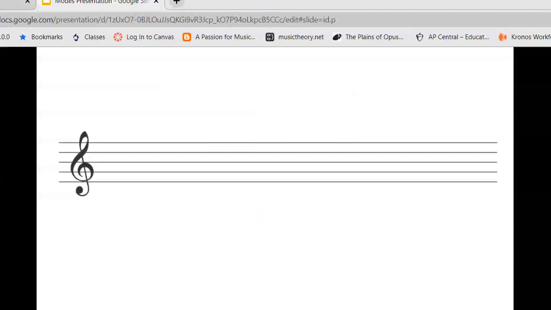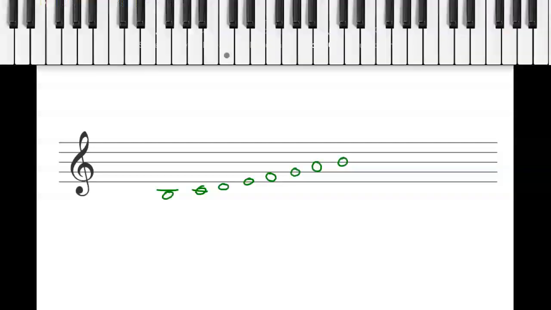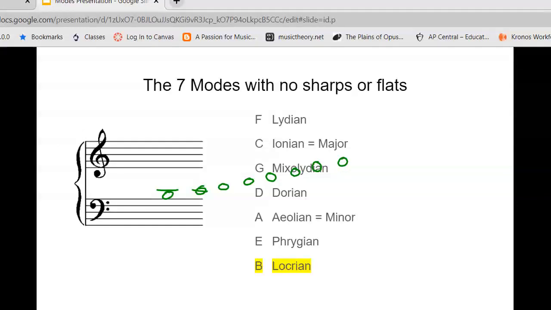And if I were to build a scale or center a key on B with no sharps and flats, I would come up with what we call a Locrian mode. So B Locrian mode sounds like this. And that fills out the rest of our chart.